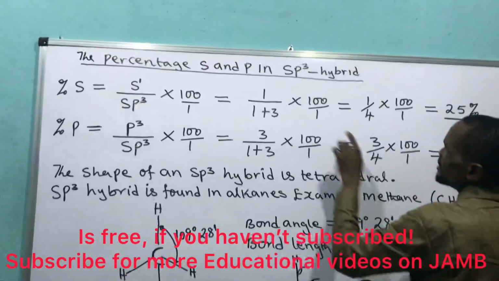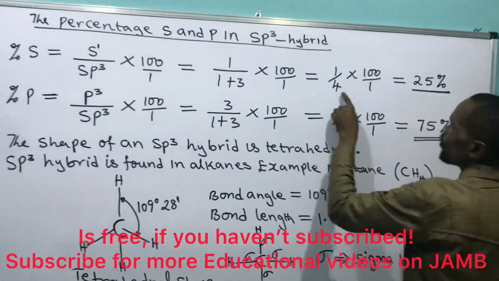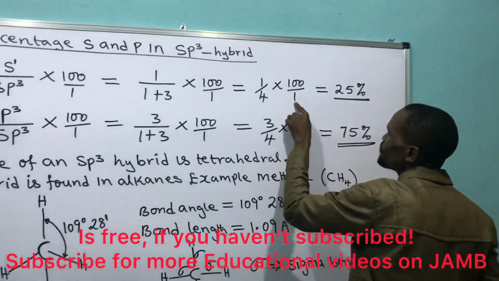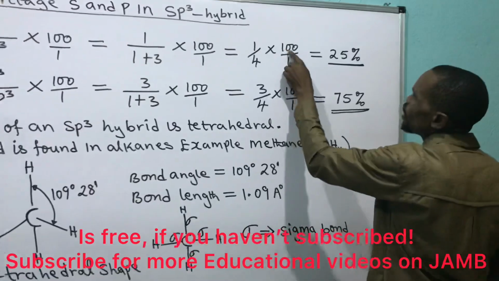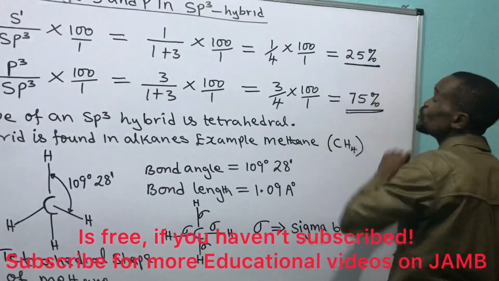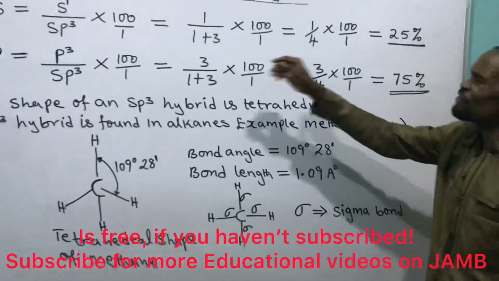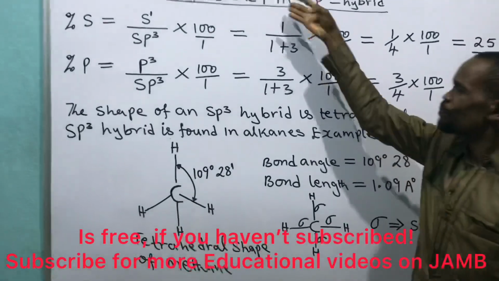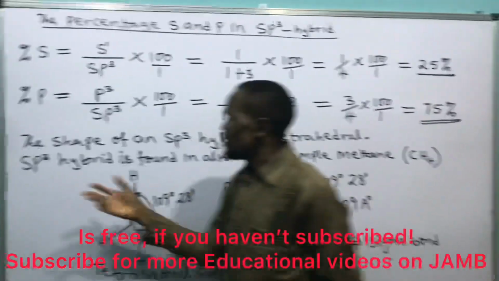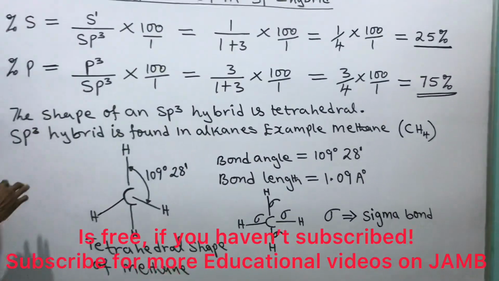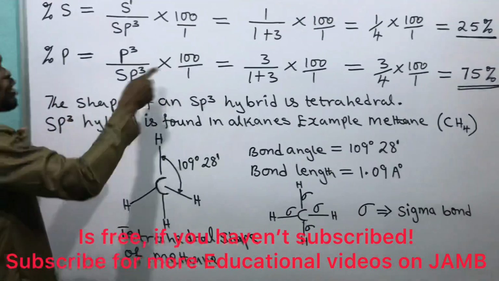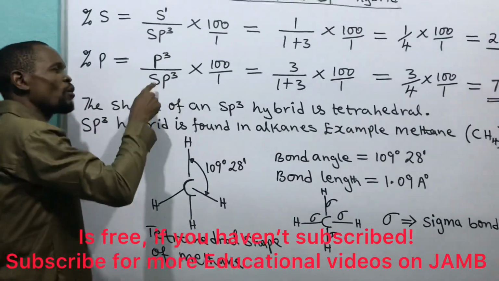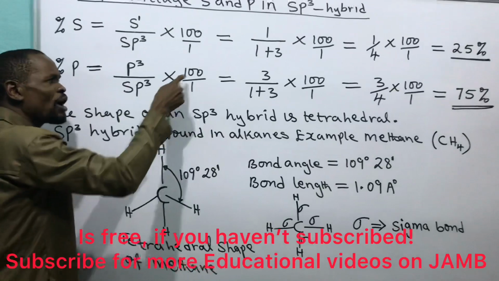Look at it. This plus this will give me 4, and that's 1 over 4 times 100 over 1. This means that 100 divided by 4 will give me 25%. That's 25% of s orbital mixed in the p orbital. When I look at the percentage of p orbital, it becomes p raised to power 3, which is p electron 3 all over sp3 times 100 over 1.